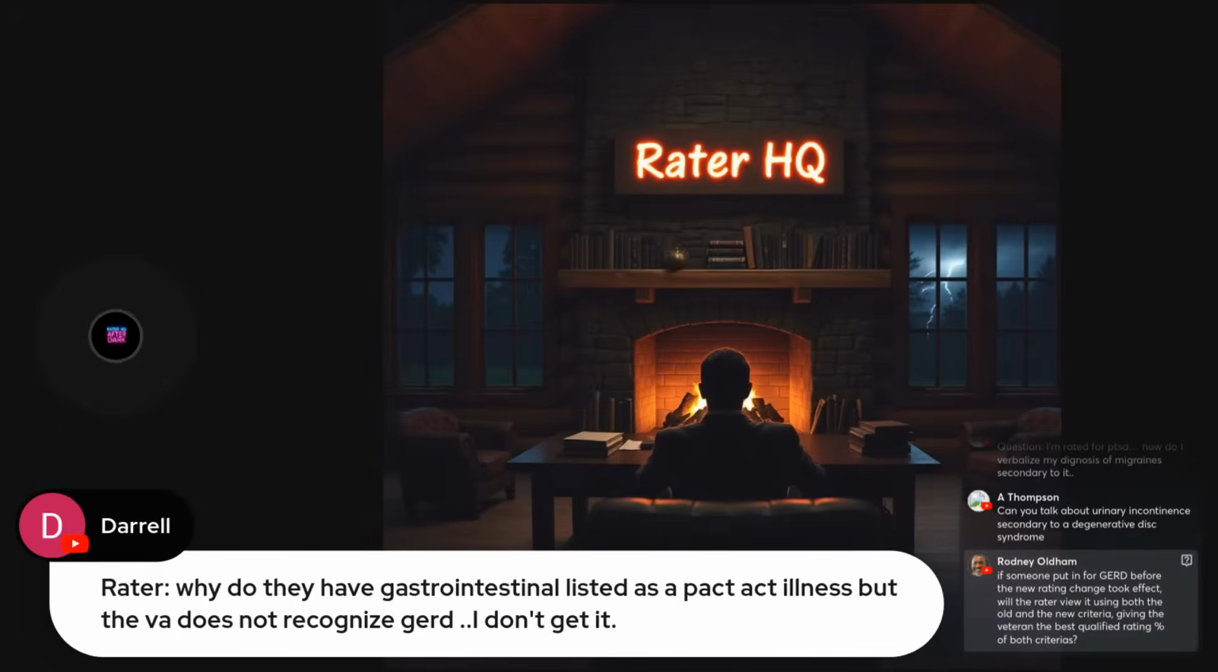I'm about 30 minutes behind on questions. Why do they have gastrointestinal listed as a PACT Act illness, but the VA doesn't recognize GERD? Okay, GERD is a structural disability. So I'm going to break this down, Daryl. A couple things. PACT Act illness is not a thing.